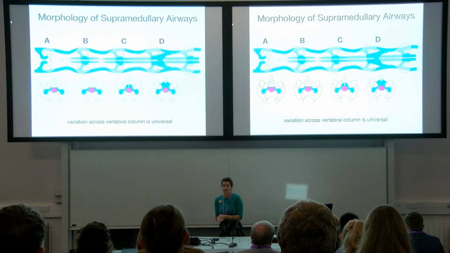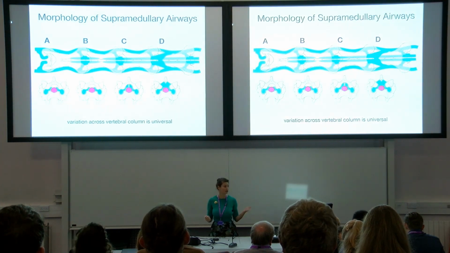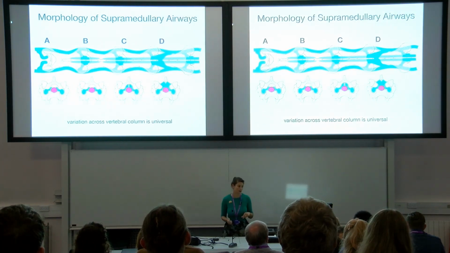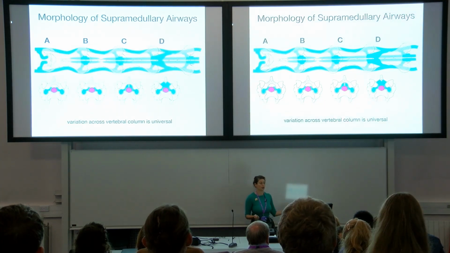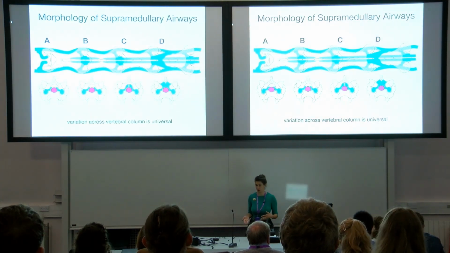And second, variation is extremely common. So between different taxa, we see different combinations of these morphologies. And even within a single individual, we usually don't see one single morphology. It's usually something like morphology C beginning anteriorly in the cervicals and grading into morphology B more posteriorly.